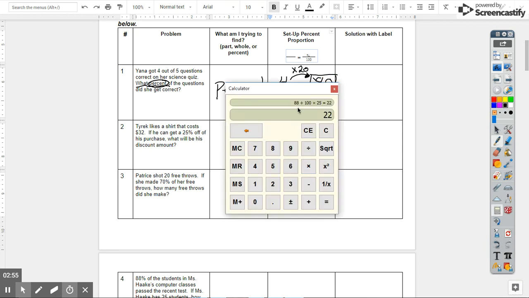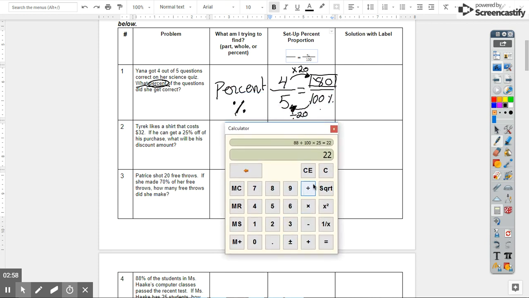Now, one thing that I taught you was that we can also use our calculator. And if we've got a box here, we can just go around in a circle. I can take 100, divide 5, and then multiply 4. 100, divide 5, times 4, and I get 80. This is great. I got 80.